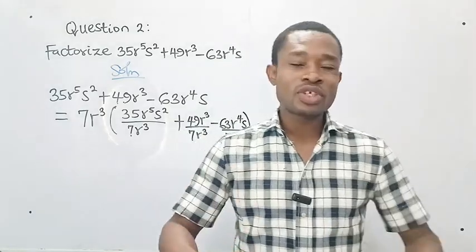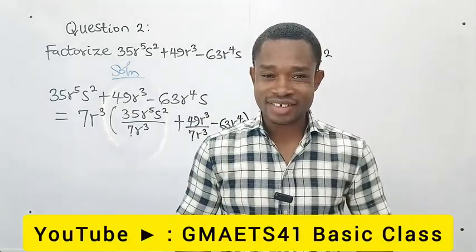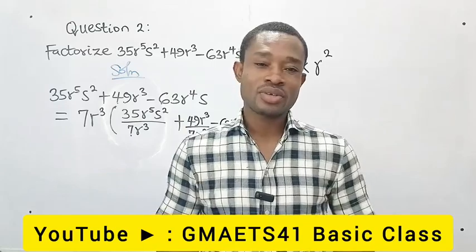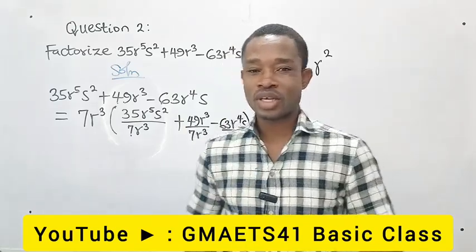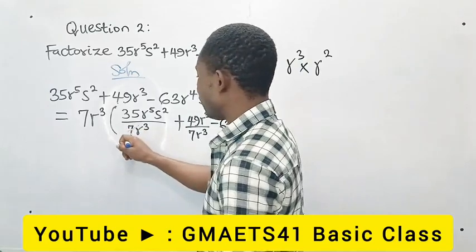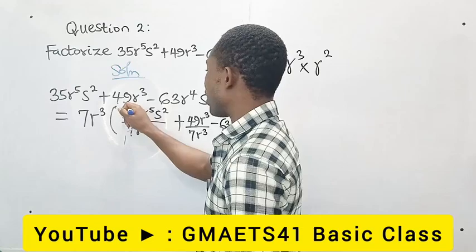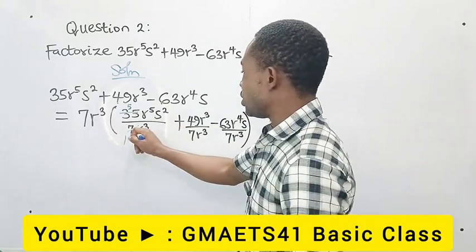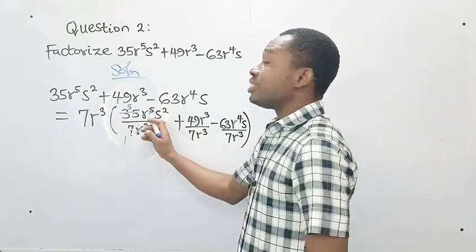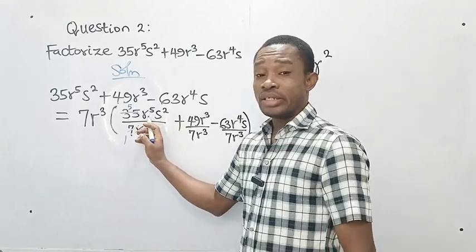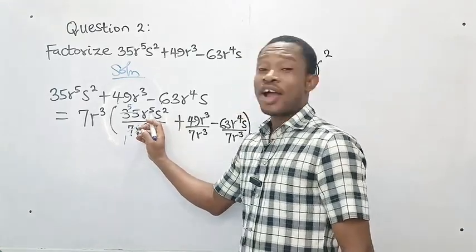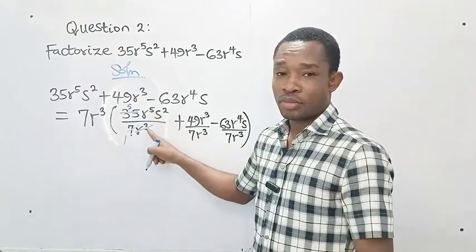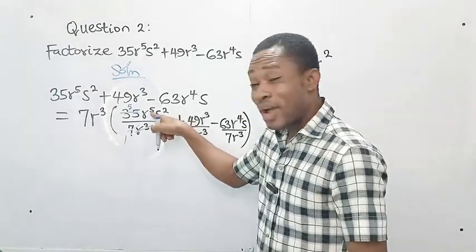Already on the GMAETS41 Basic Class channel, I have taught you, friends, how to reduce fractions. And again, it was the knowledge of multiplication we used there. So with that, we can simply solve this. 7 divided by 7, you have 1. 7 divided into 35, you are going to get 5. So we have 5 here. Then here, this r raised to the power 3 will remove r raised to the power 3 from this r raised to the power 5. Which means, it's simple. Just come to this power 5, minus power 3 from it.